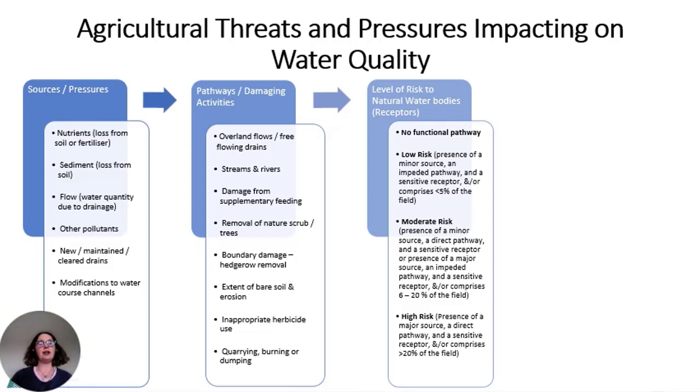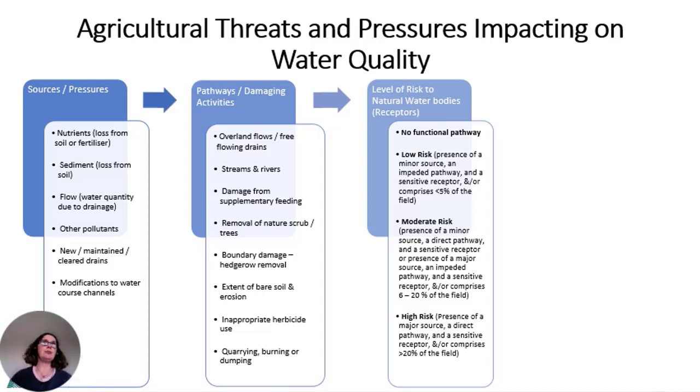So there's definitely a higher risk that something potentially is going to happen, and maybe potentially around high rainfall events. When we're associating risk with damaging activities, we're looking at about 6 to 20% of the field being compromised. And then we move to our final risk category, which is a high risk category.